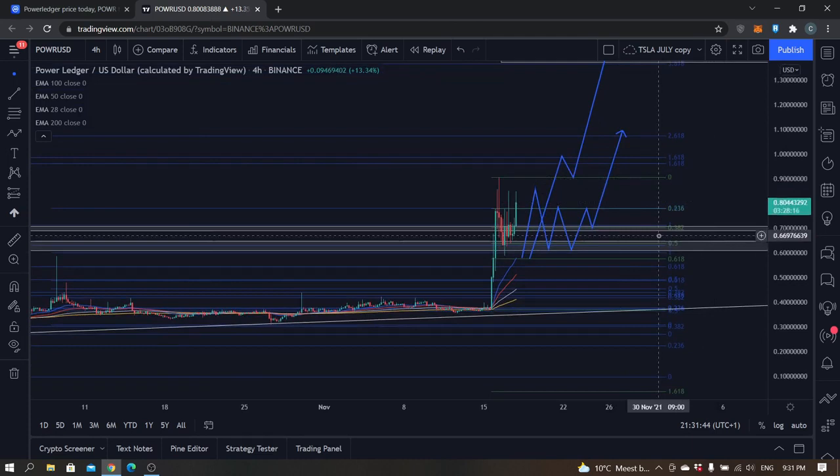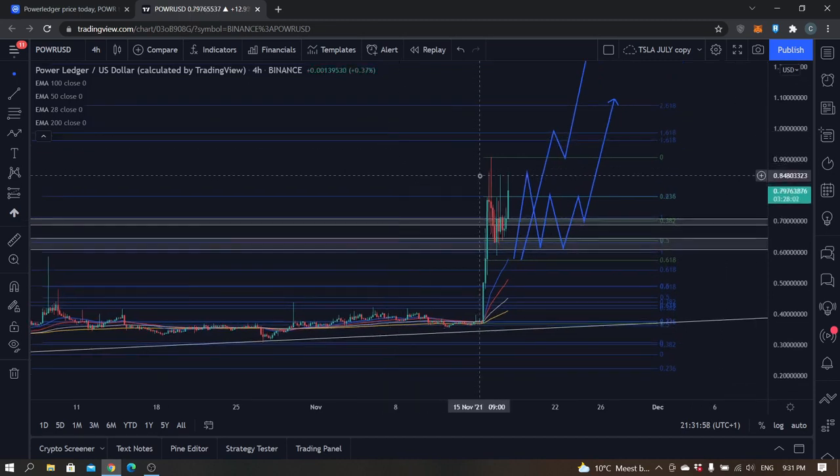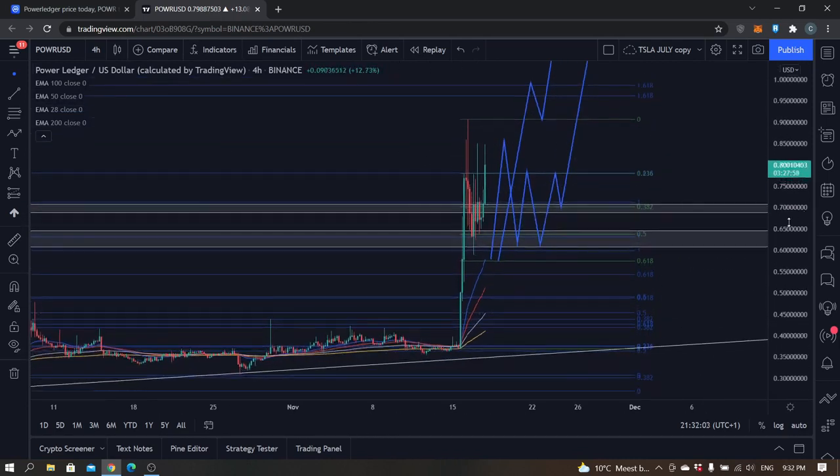I'm not going to talk too much about the fundamentals of this project. I think it's a native token used on a platform where people can exchange solar power, so that if they produce too much, they can sell it on their platform. So yeah, that's a project for the future, but I'm not going into that too much.